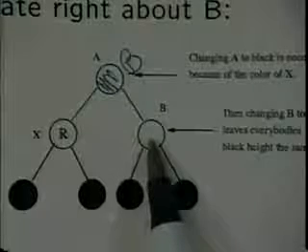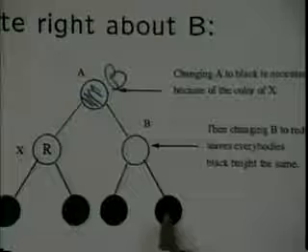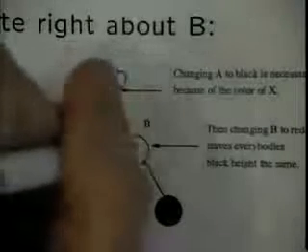What color can we make this child? Let's think about it: we need to make the color so that we preserve the black heights, correct? That's the problem we need to make sure we take care of. The black uncle has to pass through one black node to make it happy. This is the black uncle over here. So to keep the black uncle happy, this guy's got to be red.